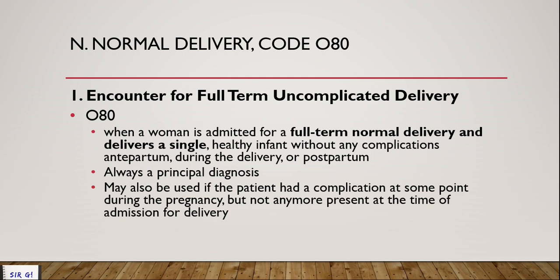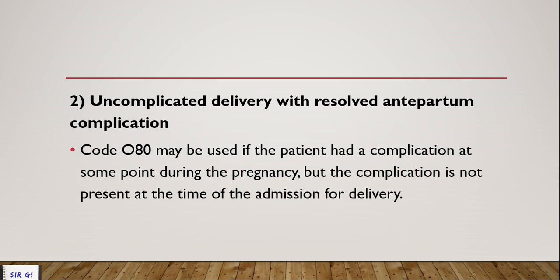Normal delivery code is O80, and encounter for full term uncomplicated pregnancy should always be coded O80. Guys, when you say full term uncomplicated, there's no problem at all. The mother delivers a single baby and it's healthy and no other complication at all. And it should always be a first listed code, O80. Now, when you use your O80, you always need to code as well your Z37, which I'm going to discuss later on.